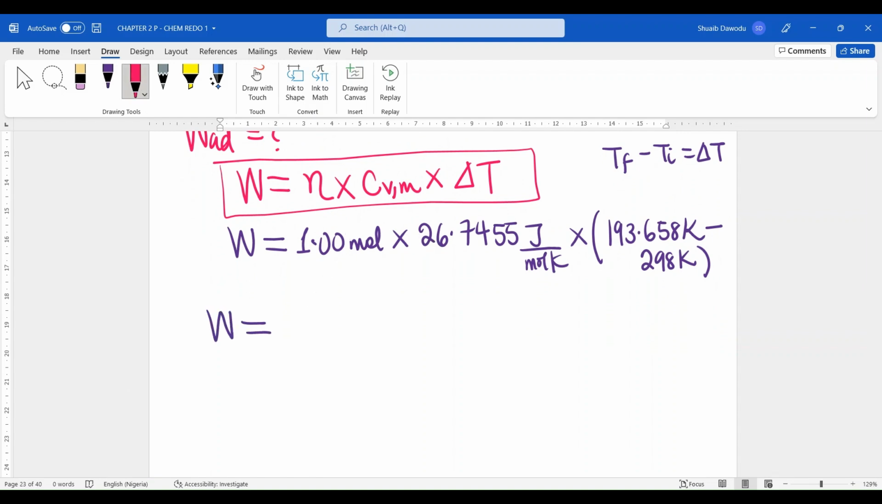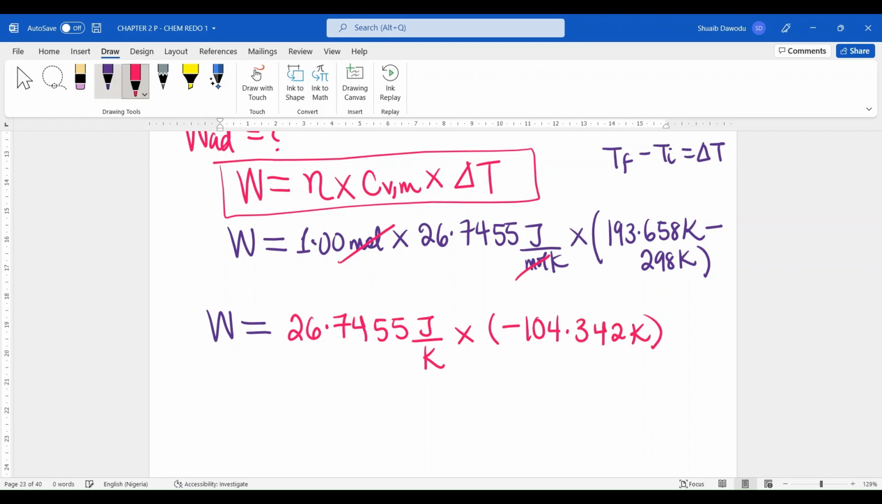So 1.00, so cancel the moles. So 1.00 times 26.7455 joule per Kelvin times 193.658 Kelvin minus 298 Kelvin, which is simply minus 104.342 Kelvin. So cancel out the Kelvin. So work done would just be 26.7455 joules times negative 104.342. That's simply going to be negative 2790.679 joules. So that's basically the answer for work done.